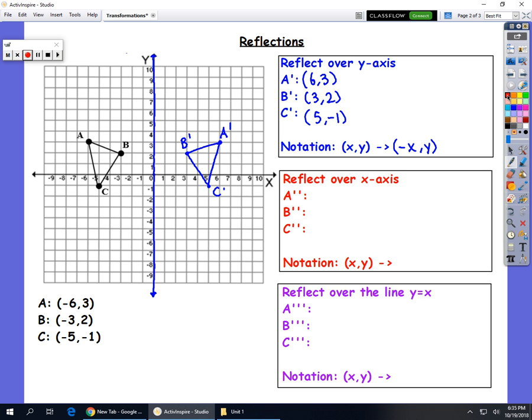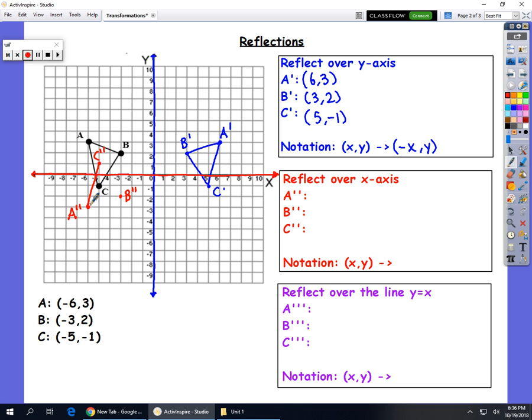All right, now let's reflect this one over the x-axis. This one's going to look a little bit messy. So the x-axis is the horizontal one right here. A little bit of that. So A is 3 above the x-axis. It must go 3 below the x-axis. So this is A double prime. B is 2 above, so it should go 2 below. B double prime. C was 1 below, so C prime is going to go above. And in fact, C double prime.